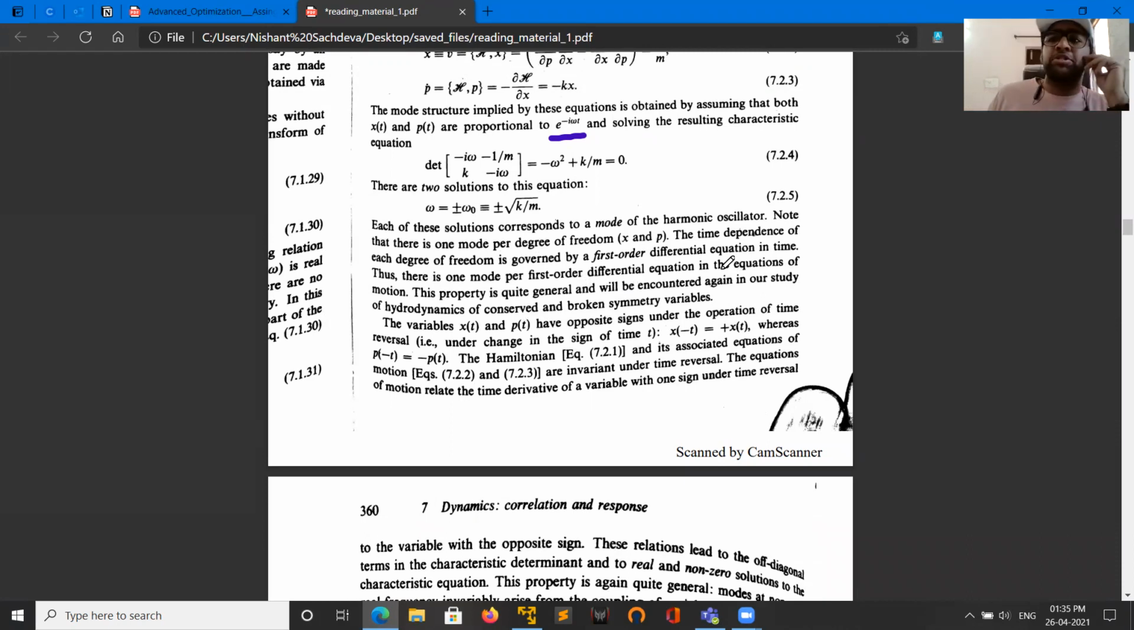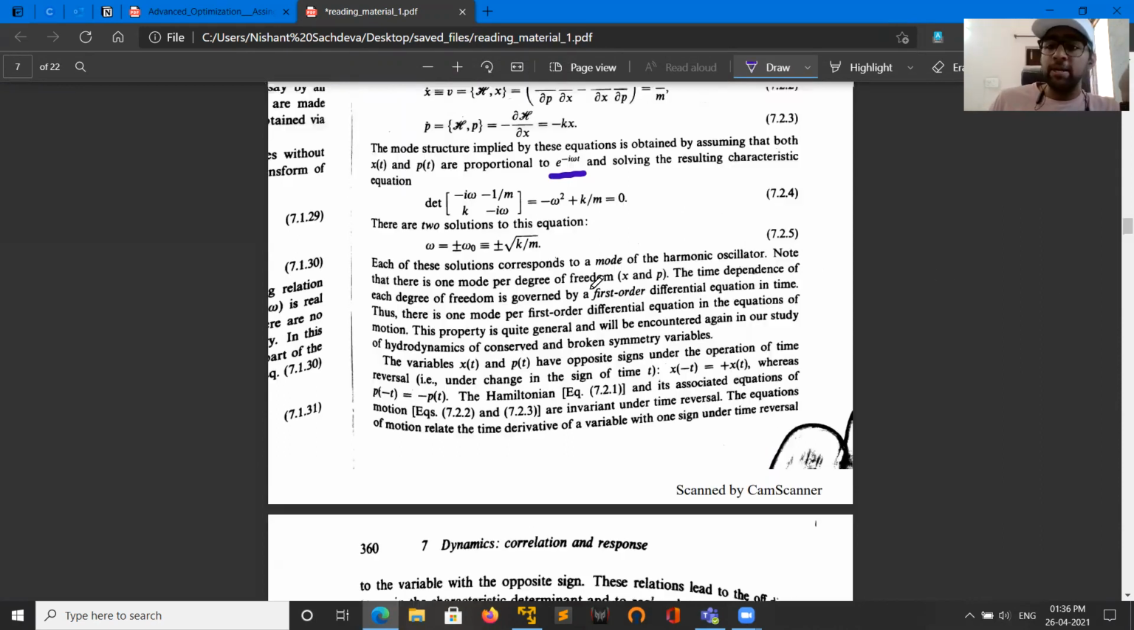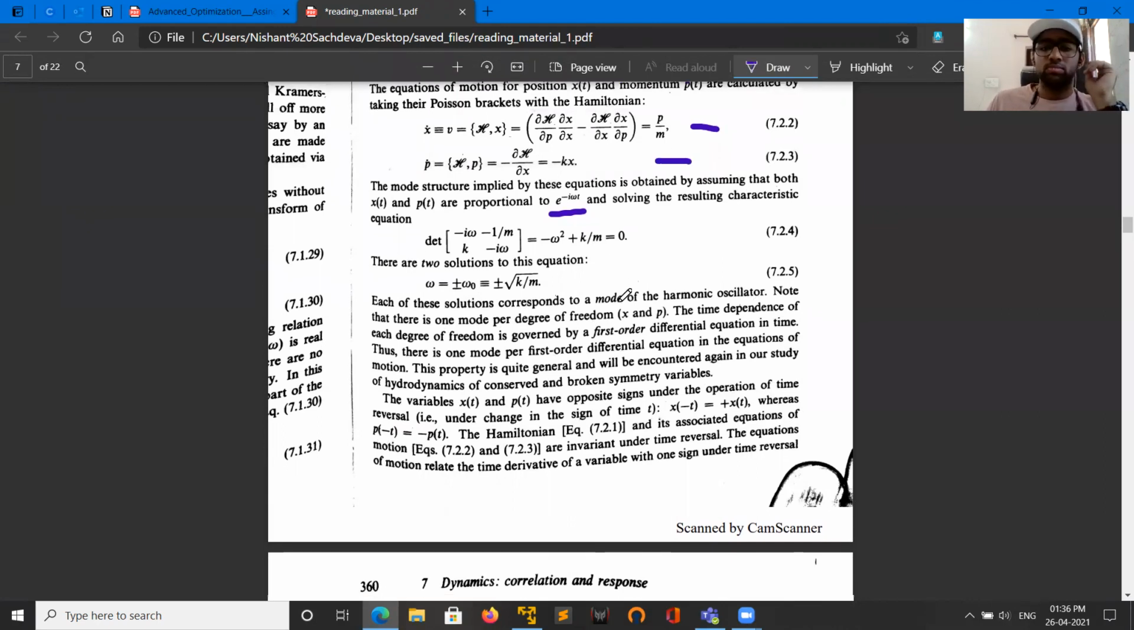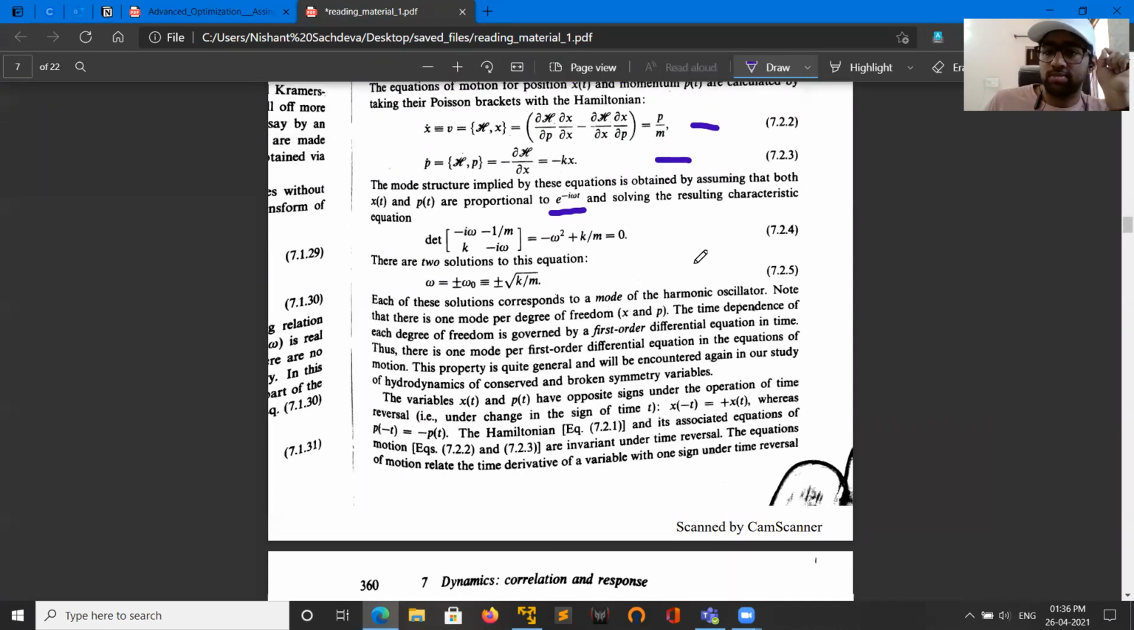We had some diffusion mentioned, so maybe it comes there. The variables x(t) and p(t), the position and the momentum, have opposite signs under the operation of time reversal. That is, if we change the time from t to minus t, x(t) remains an even function and p(t) is an odd function. So the Hamiltonian, which is this over here, and its associated equations of motion, which are these two, are invariant under time reversal.